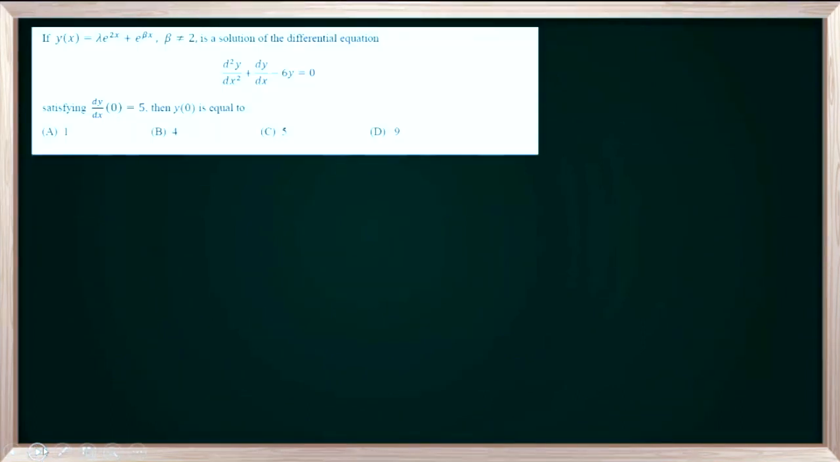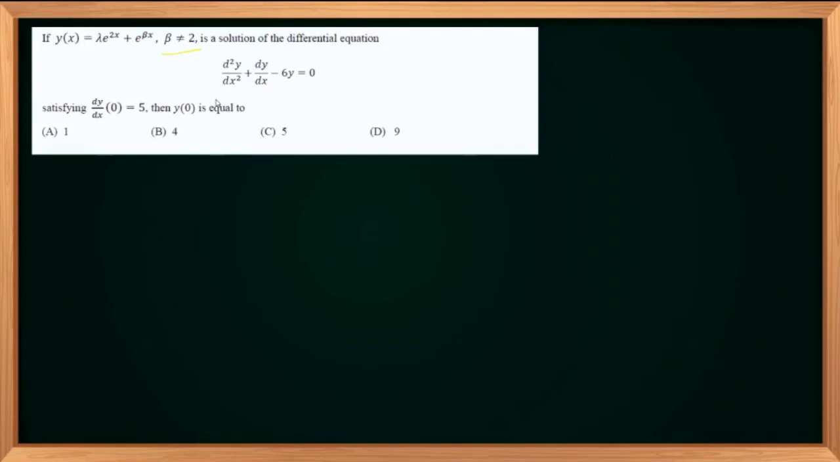Now this is a differential equation question. I'll read out the question. y of x is lambda e raised to 2x plus e raised to beta x, where beta is not equal to 2, is the solution of the differential equation d square y by dx square plus dy by dx minus 6y equal to 0, satisfying the condition dy by dx at 0 is equal to 5. Then what is y of 0 equal to? Options are 1, 4, 5 and 9.